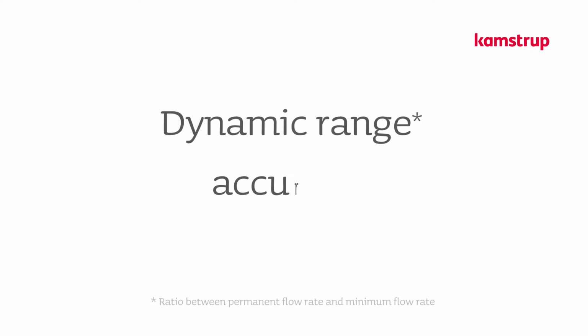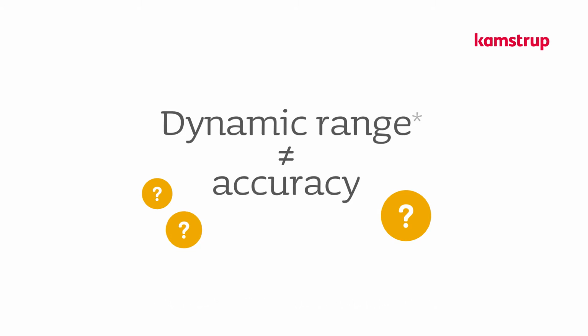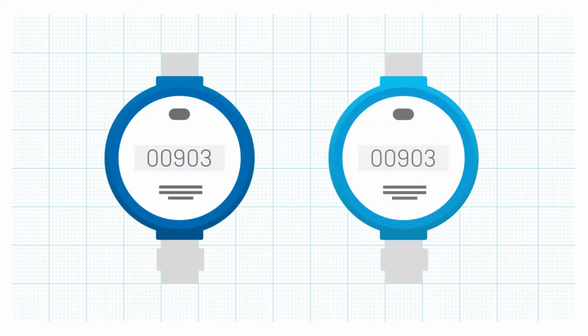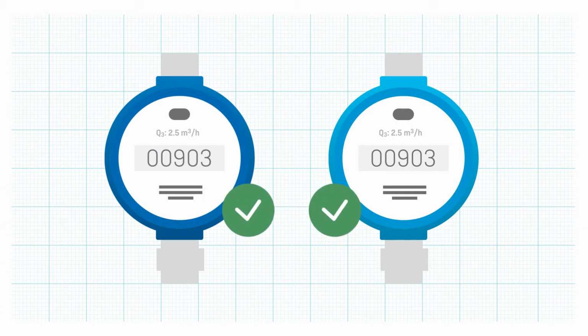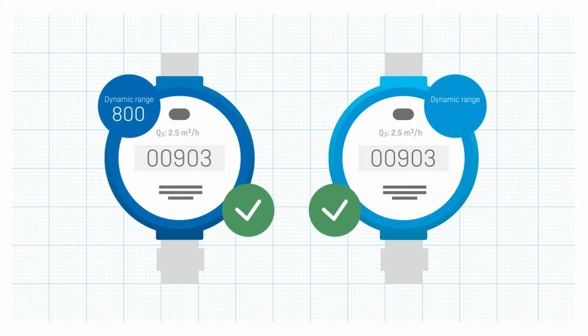In water metering, dynamic range is sometimes mistaken for accuracy. But do the terms correlate? Imagine two water meters. Both are type approved up to 3,125 liters per hour. But they differ in dynamic range, 800 versus 250.